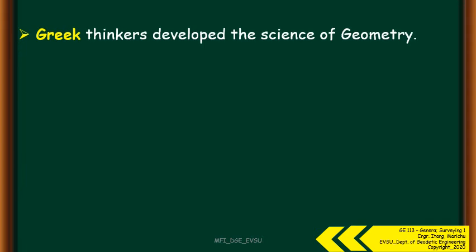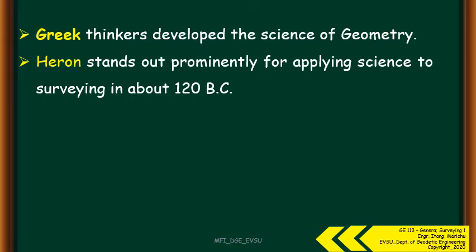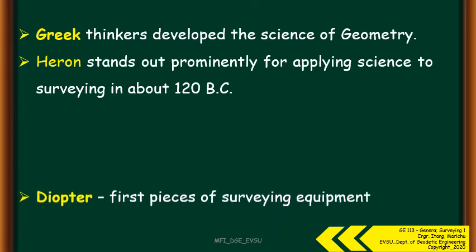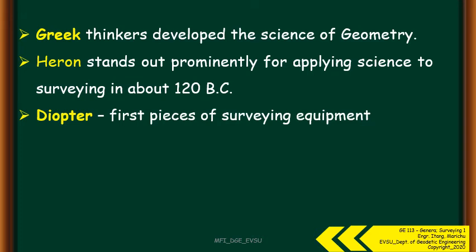Alright, I have additional information on the history, the important matters. We have the Greeks, who were thinkers and developed the science of geometry. Heron stands out prominently for applying the science to surveying. The Jupiter was the very first instrument used in surveying.